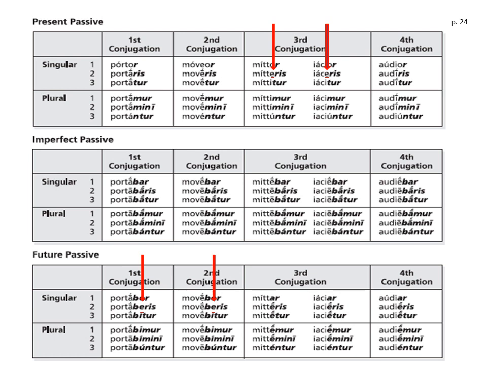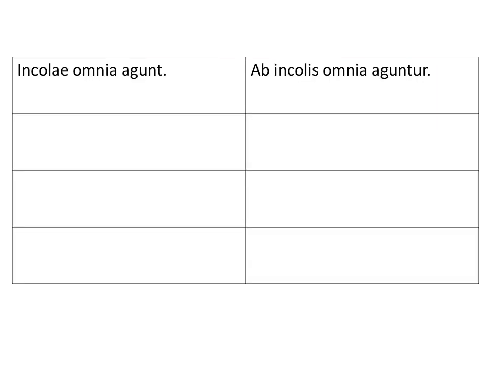And then the future, if it either has bo, bis, bit, bimus, bitis, bunt, plus the passive endings: or, ris, tur, mur, mini, ntur. In the third and fourth, we have am, as, et, amus, atis, ent, our vowel either A or E. All we're doing is changing out the ending for or, ris, tur, mur, mini, ntur. If that sounds confusing, then we can talk about that and go over that again in class. But if you spend 5 or 10 minutes looking at this chart, hopefully that should be pretty clear for you.